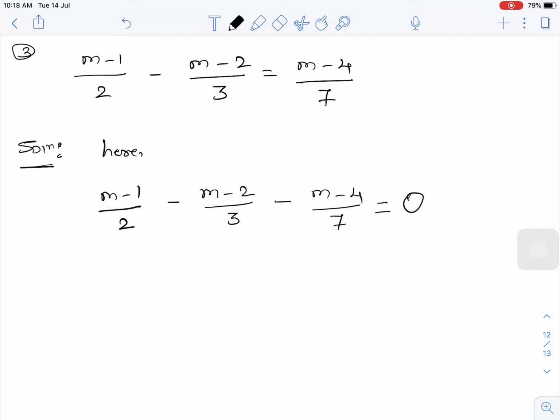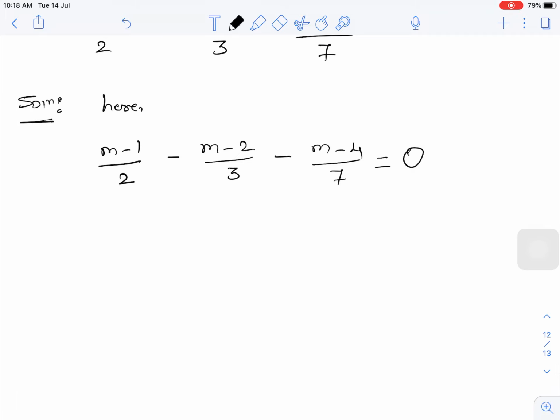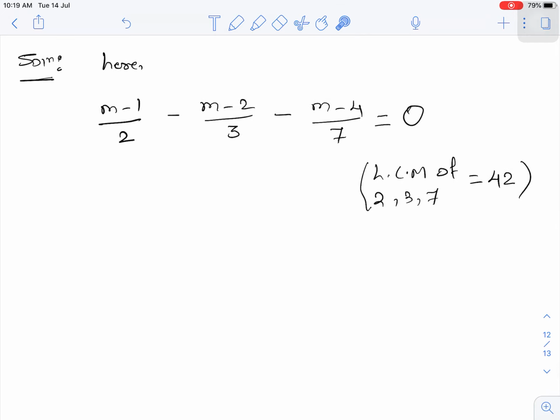Okay, now in such a condition, 3 terms are there, so we cannot do direct cross multiplication. Instead of that, we will prefer LCM here. Now we have to find the LCM of 2, 3 and 7. So I am directly writing here, LCM of 2, 3 and 7 is equal to 42. Okay, now what we have to do is make each of these denominators 42.